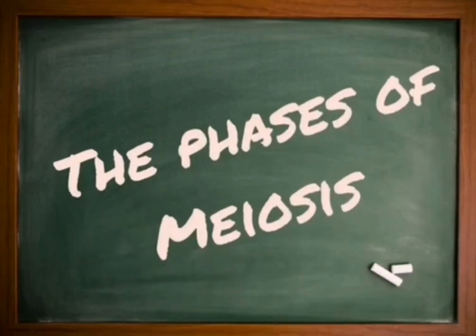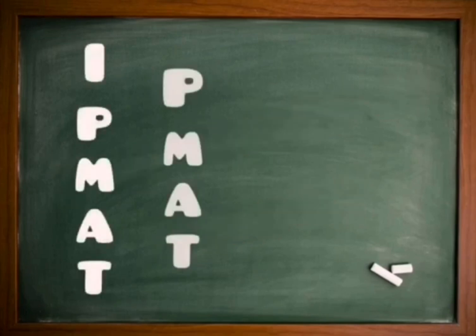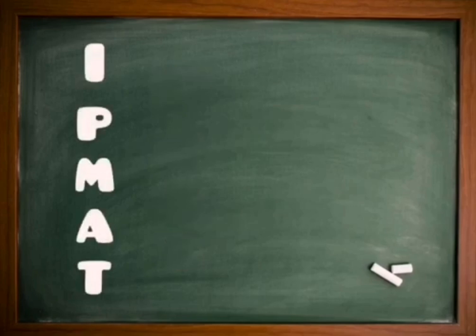In this video, we'll be studying the phases of meiosis. Now, the easiest way to remember the order in which the phases go is by memorizing the acronym IPMAT. Each of the letters in IPMAT should remind you of what the name of that phase is.